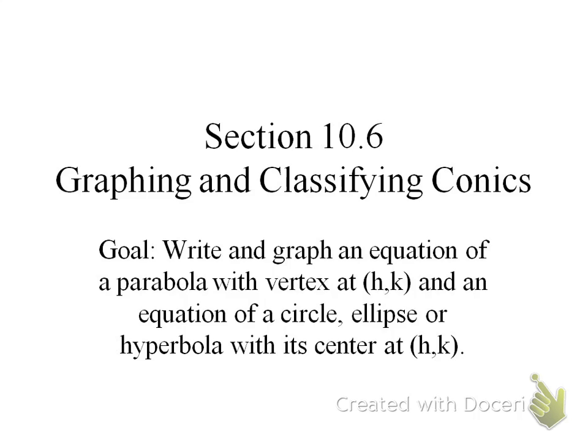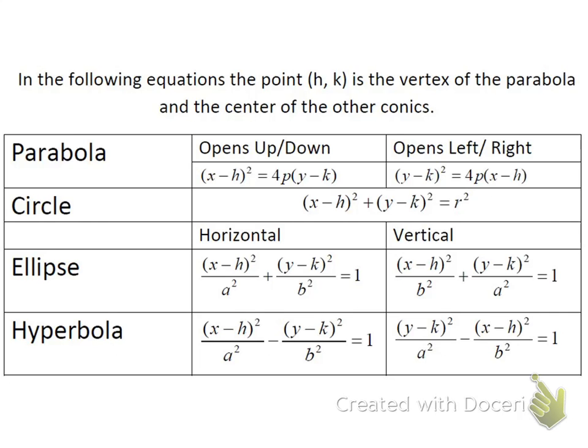If you have forgotten that, I will give you some new standard form equations to look at. Since most of the chapter had graphs centered at 0, 0, most of your tests will be graphs centered at 0, 0, but there will be a few like this on there as well. Any questions? All right, here they are. So in the following equations, the point HK is the vertex of the parabola and the center of the other conics.